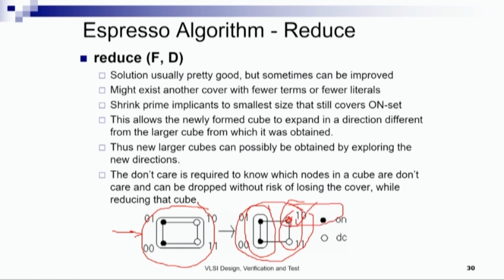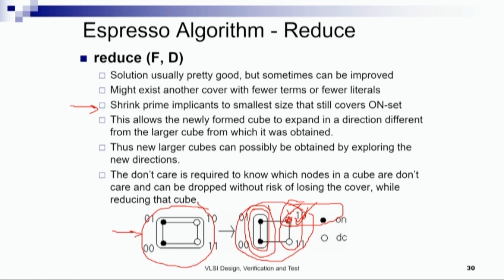Let us say you have on another side another cover for this onset. For this vertex on the onset, you don't have another cover. Then if you reduce it to only these two vertices, you cover only these two vertices and you uncover this. Then what happens? It will not be covered by any other prime implicant, and this is not allowed. So we shrink prime implicants to the smallest size that still covers the onset.